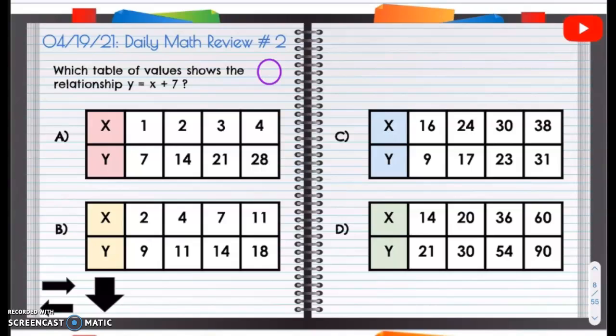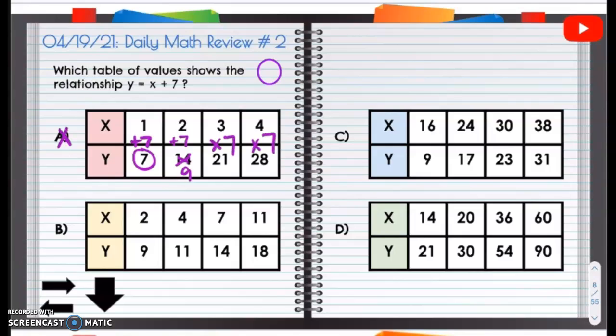Daily math review number 2. Which table of values shows the relationship of y equals x plus 7? So let's see. If we take our x value and we add 7, is 1 plus 7, 7? Yes. 2 plus 7, that's 9, not 14. That's times 7. So this table is multiplying by 7.